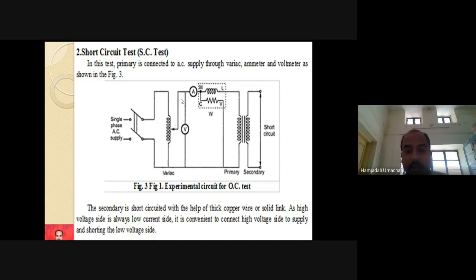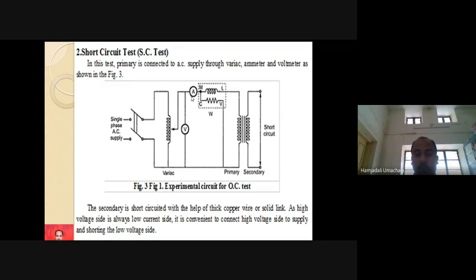Which is the current measuring instrument? Ammeter, sir. Very good. So here, whenever we are slowly applying the voltage by turning the knob, you should keep on monitoring the ammeter. How long should you monitor the ammeter? Till it carries rated current. Once it carries rated current, don't allow further voltage to flow through.